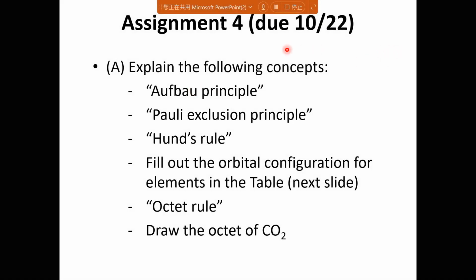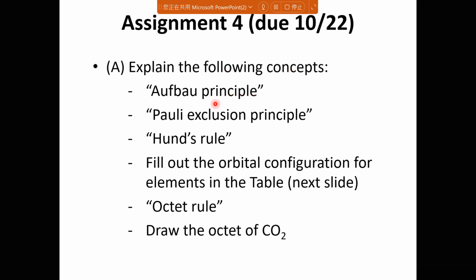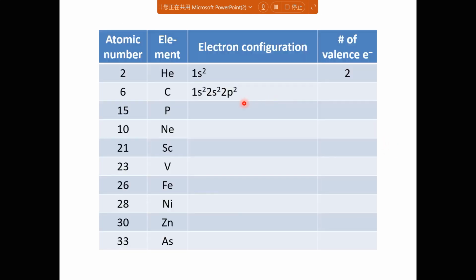Next week, we will talk about mineral chemistry. For group A, please explain the following: Aufbau principle, Pauli exclusion principle, Hund's rule, and fill out the orbital configuration for elements in the table. Next slide. Octet rule, and draw the octet of CO2. So these are all general chemistry content. I think you still remember this.